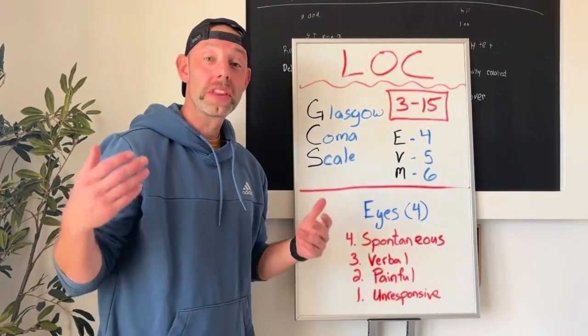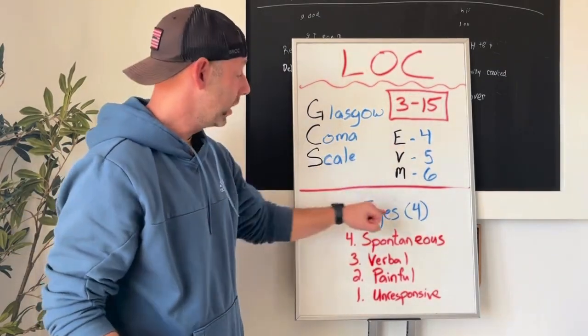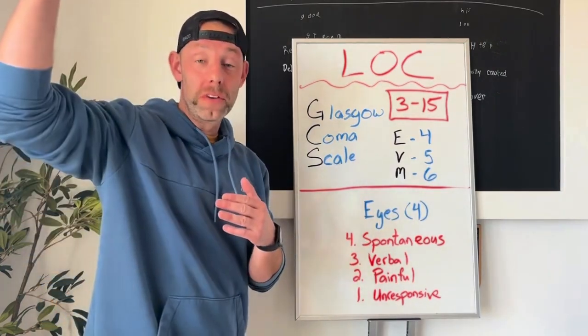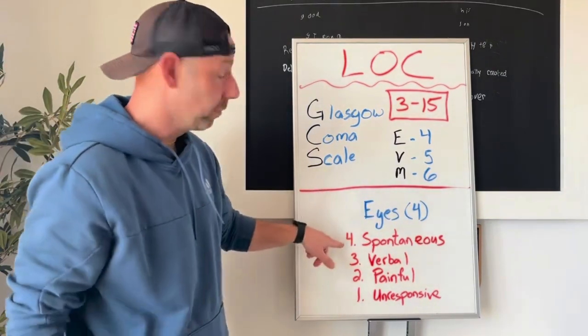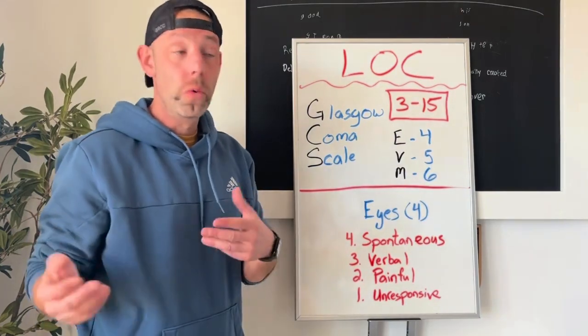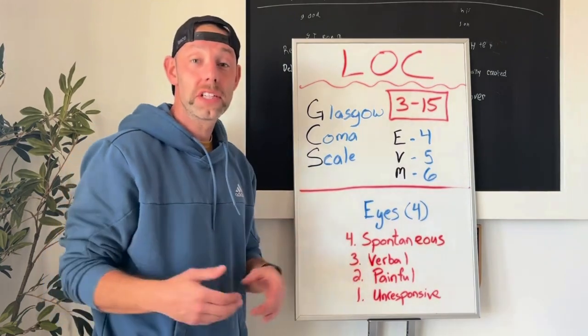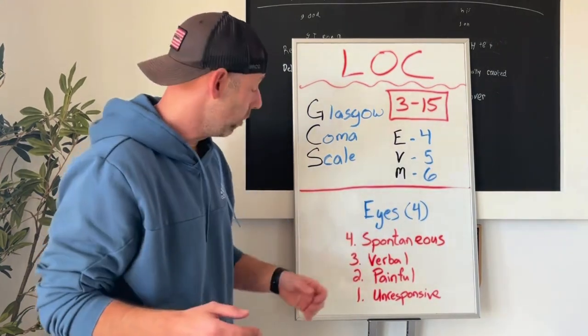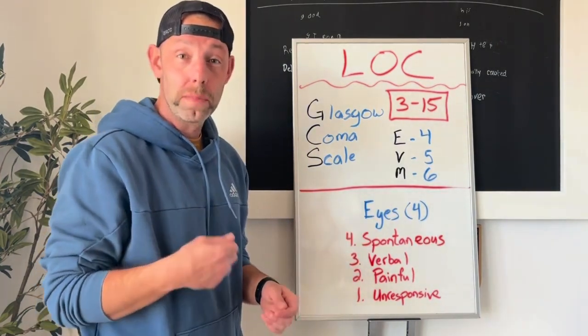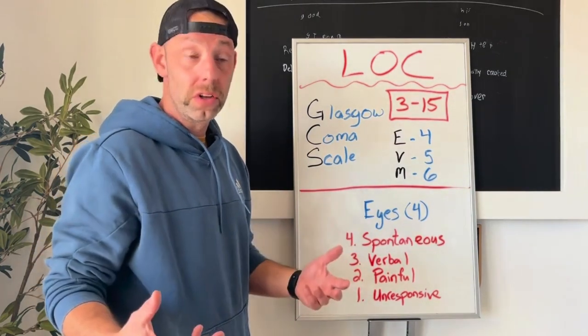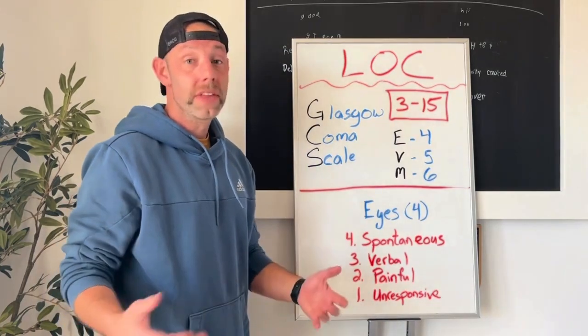All right, let's start with eyes in our EVM. Eyes, 4 possible points. The more points you get, the higher on the level of consciousness scale you are. It starts with 4 points for spontaneous eyes. You walk in the room and they're looking at you. They pick up on you right away. V, verbal, you've got to say something. Hey, Bill, and then they stop and look at you. Painful, maybe a little sternum rub, maybe a trap squeeze, and then you start to get some stimulation. They start to look at you. Or unresponsive, they just don't look at you.